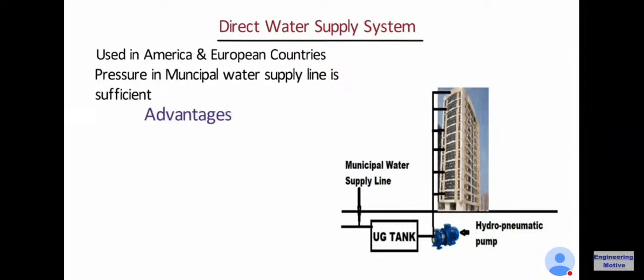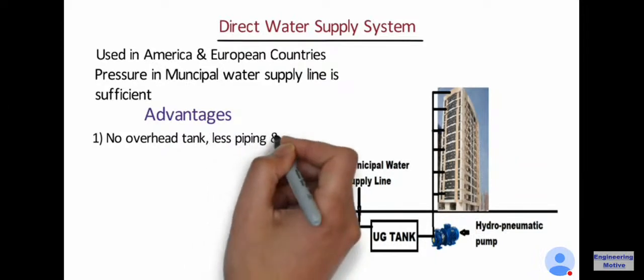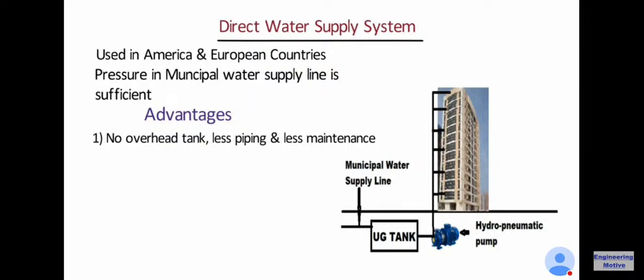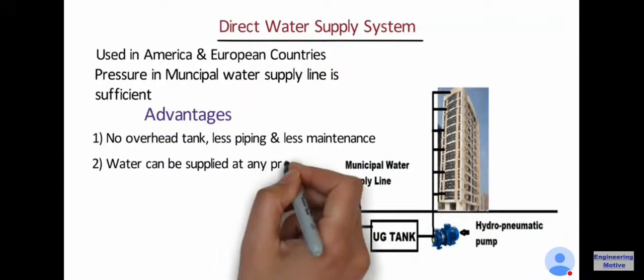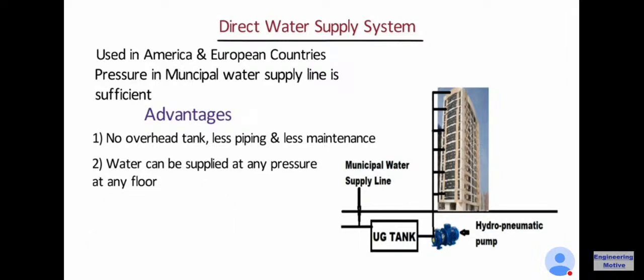Advantages of using this type of system are, an overhead tank is not required and hence less piping and less maintenance is required. That's why this system is economical as compared to the indirect water supply system. The pumps are designed in such a way that water can be supplied at any pressure to any floor. In case of the indirect water supply system, the water is supplied to the overhead tank first and then it is supplied to the respective floors. Hence, the direct water supply system consumes less energy.